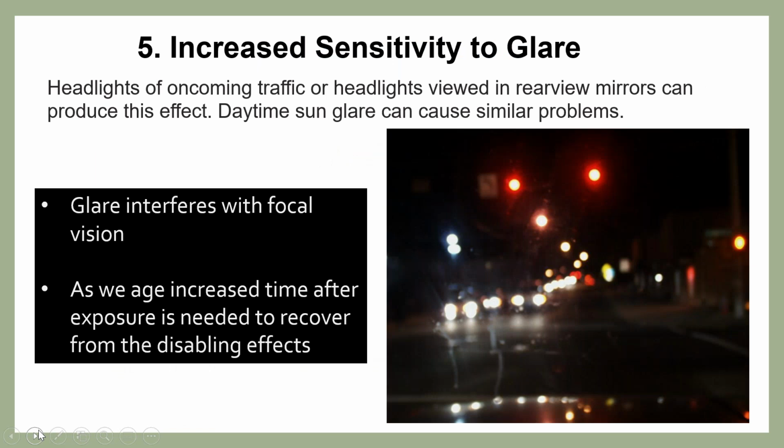And then the last two visual capabilities: increased sensitivity to glare. So at night, with headlights, or if we have a rainy condition or wet pavement and the reflection of light off of wet pavement, all of these issues with light glare can interfere with our focal vision, and it becomes more of a problem, or greater interference, as we tend to age.